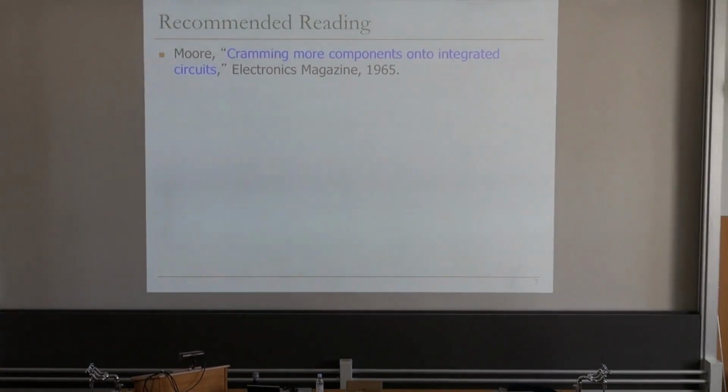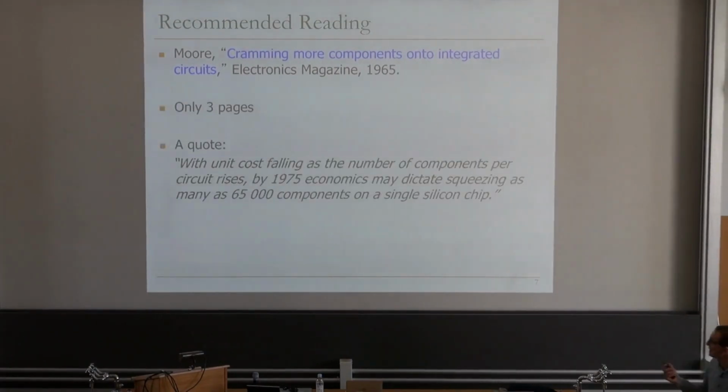This is also a recommended reading. Maybe it should be required, but I would definitely ask you to read it. It's fun. It's only 3 pages. And there are nice insights over here. And this is a nice insight. 1975, 65,000 components. We're talking about 3 billion today. That gives you how fast things are growing.